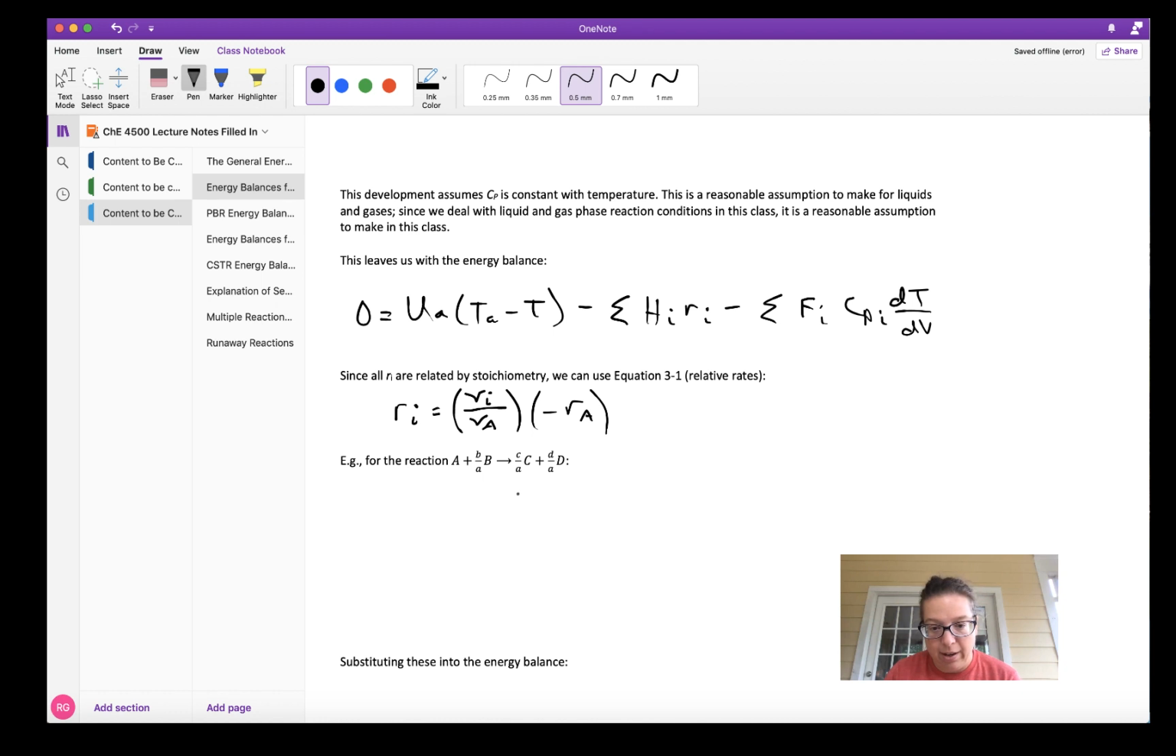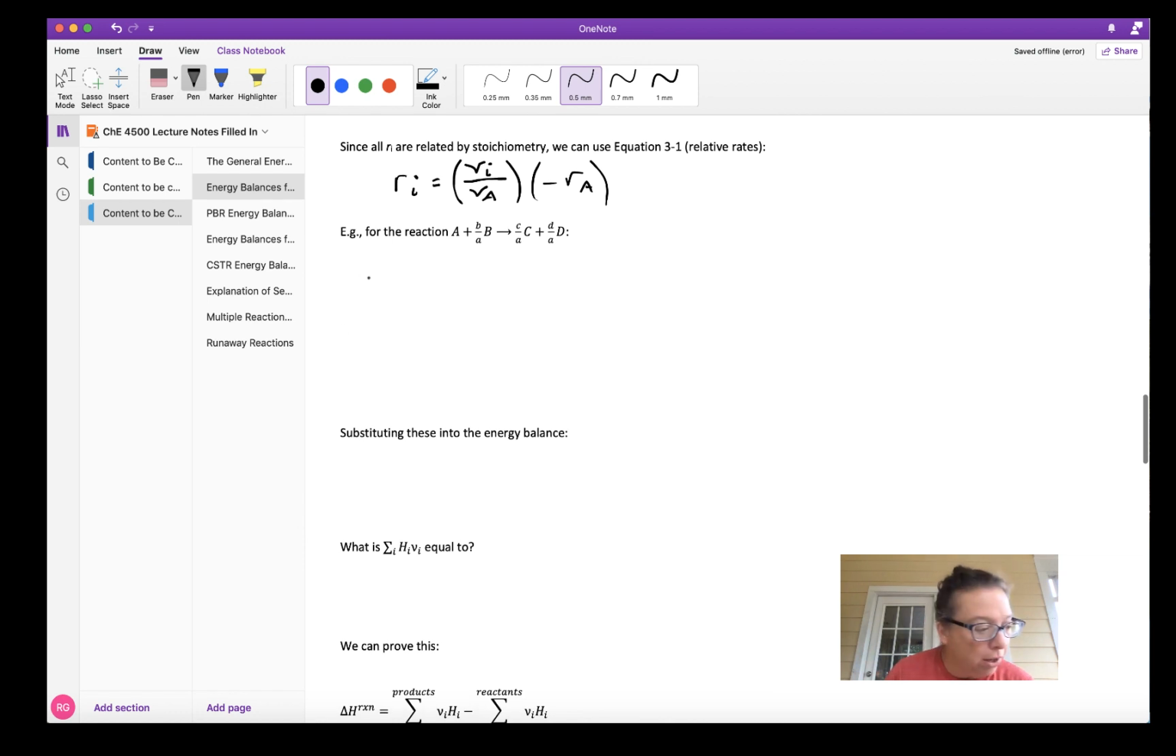So if we take, for example, this reaction where A is going to be the limiting reactant, my stoichiometric coefficients are: nu A equals -1, nu B equals minus b over a, nu C equals c over a, and nu D equals d over a.